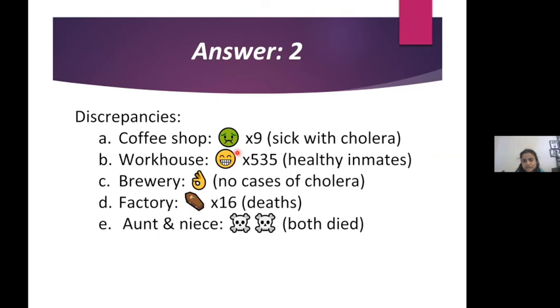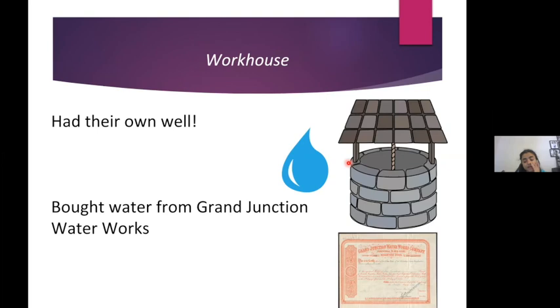What John Snow did is go to these people and ask them that question, and here is what they replied. The workhouse, everybody is healthy. Remember that we are looking at B, everybody is healthy. The workhouse had their own well, and they also bought water from Grand Junction Waterworks. So they did not use the Broad Street pump. That's why they did not get sick. All right, so one thing explained.